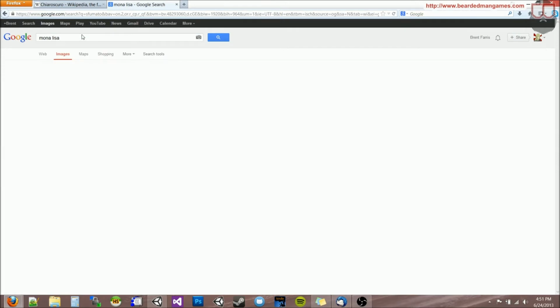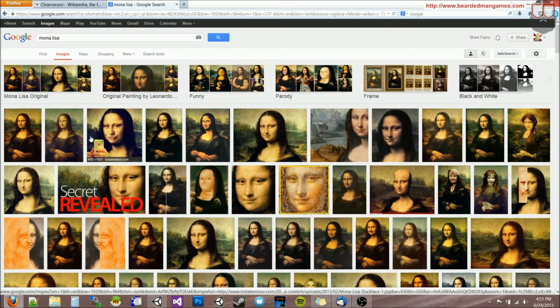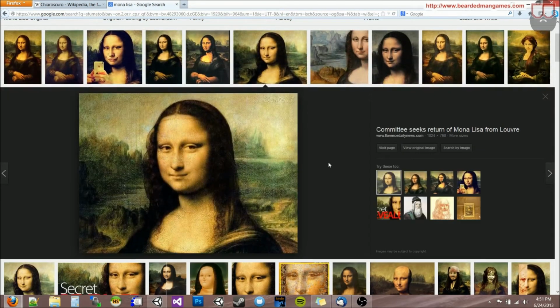So Sfumato was pretty much coined by Leonardo da Vinci. If you have any questions about why this painting of all things, I mean, she has no eyebrows. If you have no idea why this is so famous, and no, it's not because people just keep repeating its name, the reason this is famous is for various reasons, such as Sfumato.